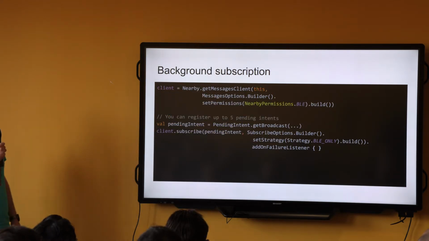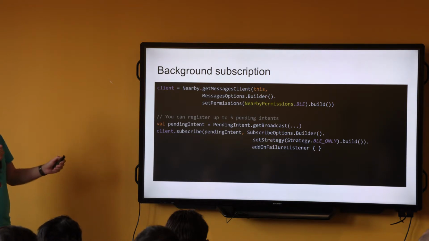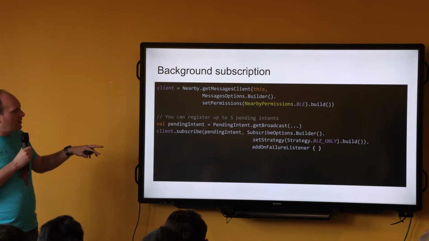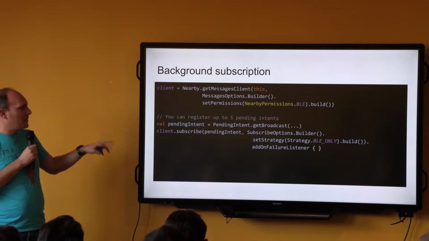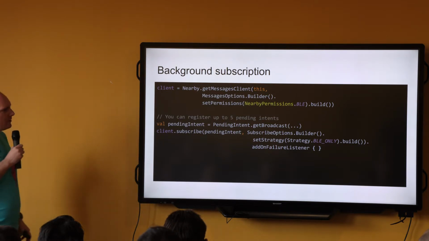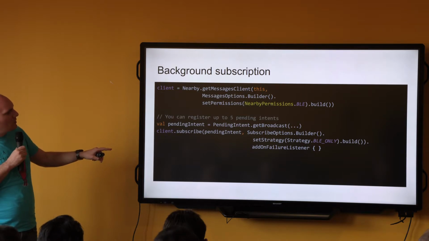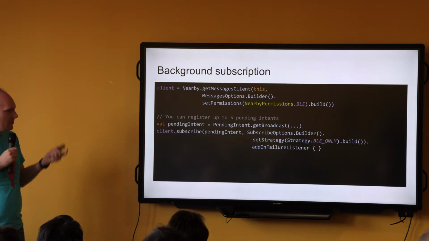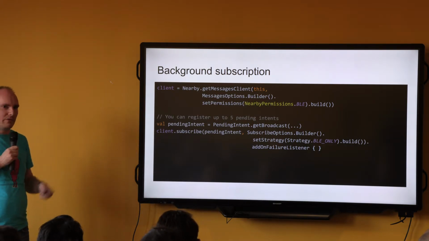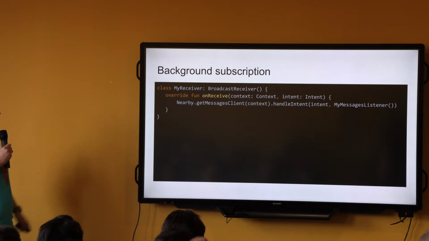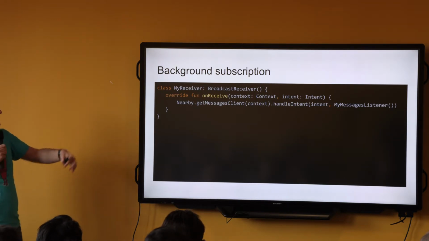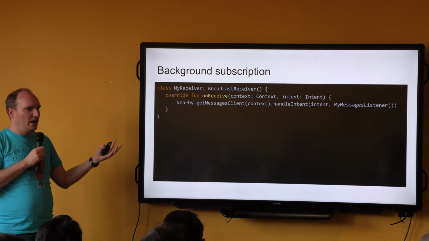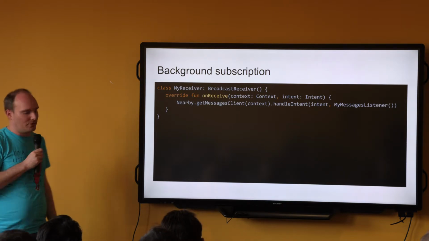Like I said, you can subscribe in the background as well. And this setup looks pretty much the same except for the pending intent. So you switch out your message listener for a pending intent. And you can have up to 5 pending intents listening to beacons in the background that way. Otherwise it's pretty much the same. You still set the strategy and you add the on-video listener to figure out if you reach that limit or if something else goes wrong. And then in your receiver, you pass the intent that the Nearby API will give you back to the Nearby API itself, and you pass in the same message listener, and that will generate callbacks on your receiver, basically.